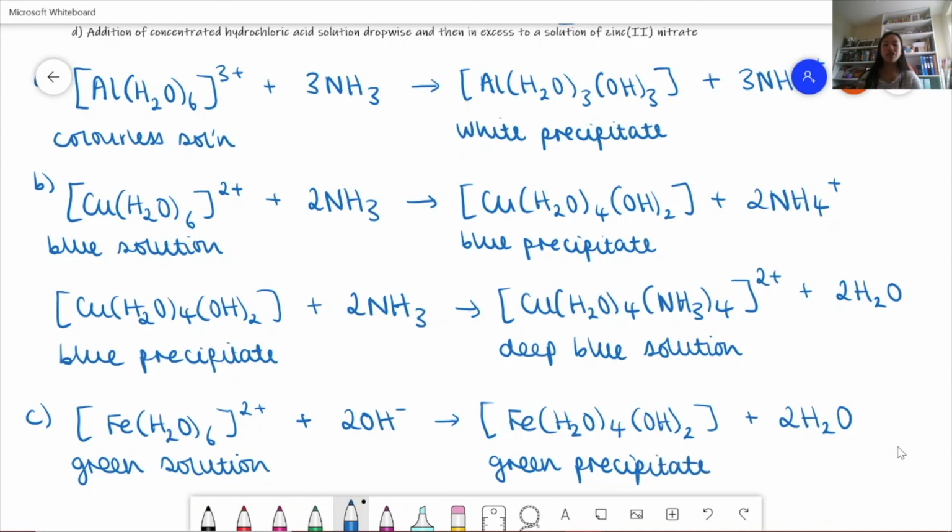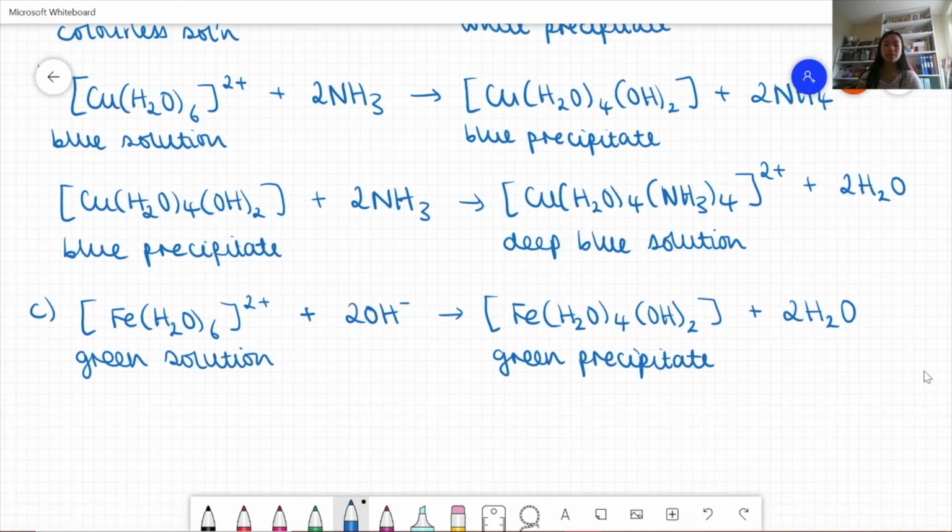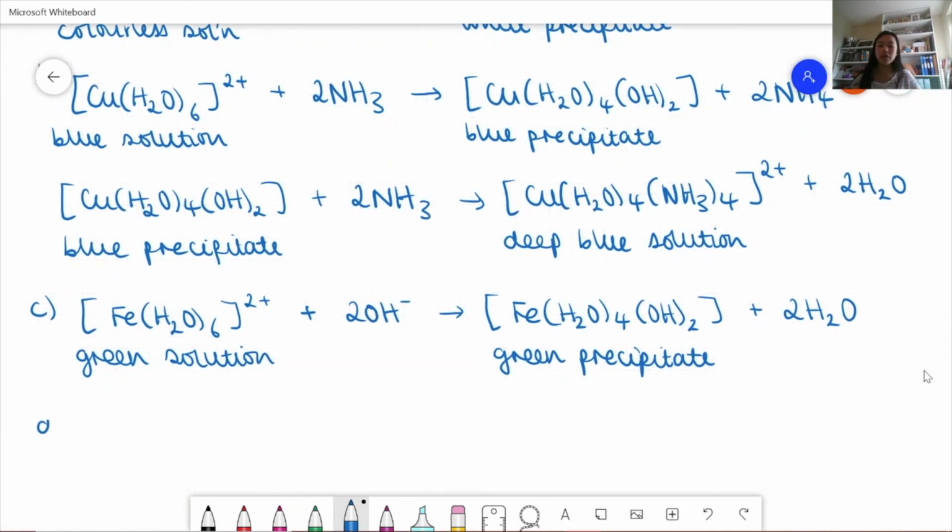And then for the last question, addition of concentrated hydrochloric acid solution dropwise and then in excess to a solution of zinc nitrate. So again for C, nothing else happens when we add an excess, it just stays as the green precipitate. And so we haven't actually looked at zinc nitrate, but we can kind of have a guess as to what happens from how it's a 2+ ion, and we know what happens to 2+ ions when we add sodium carbonate.